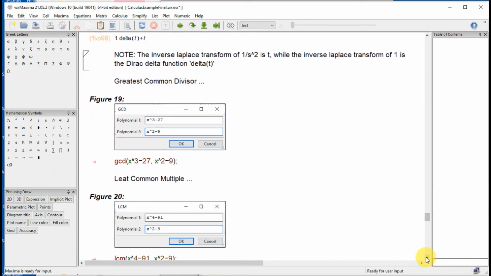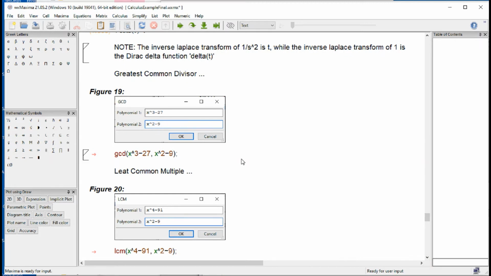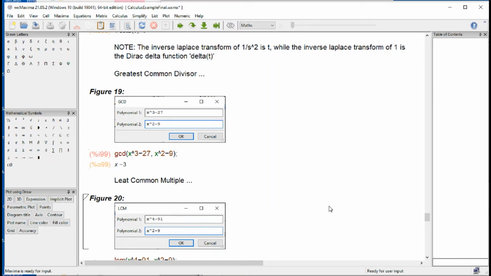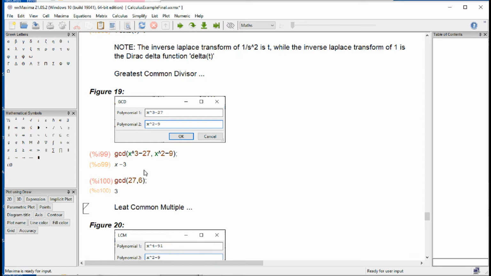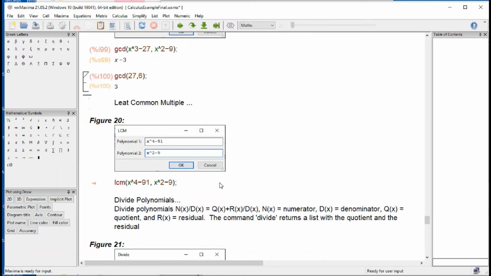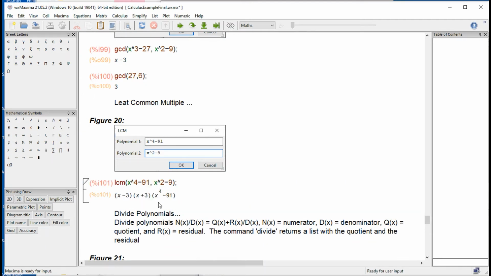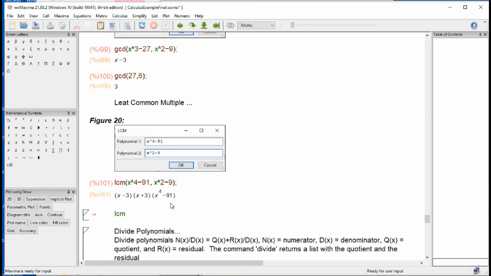Then I'm going to go quickly over this. The greatest common divisor is the greatest common divisor of a couple of polynomials, and in this case I use difference of cube, difference of square. It tells me that x minus 3 is the greatest common divisor that you can have for these two polynomials. You can also try it for numbers. The greatest common divisor of 27 and 6 is 3. The least common multiple, again I use x to the 4th polynomials. In this case it is x minus 3, x plus 3, x squared minus 9.